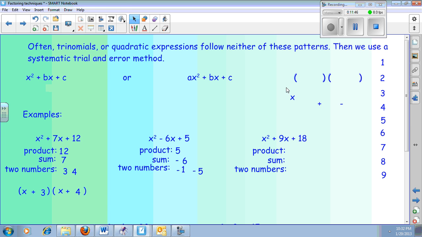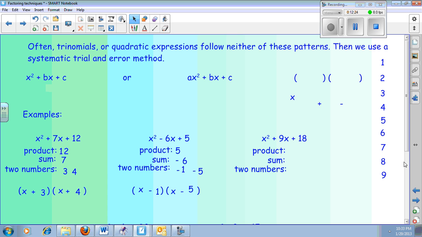Now that's okay if you don't guess the right numbers the first time. That's why we call it trial and error sometimes. So we'll bring our parentheses down, start with our x and x, and since it's negative 1, we're going to subtract 1 because the sign always goes with the number. So minus 1 and minus 5. And that would complete the factoring into two binomials of x squared minus 6x plus 5.